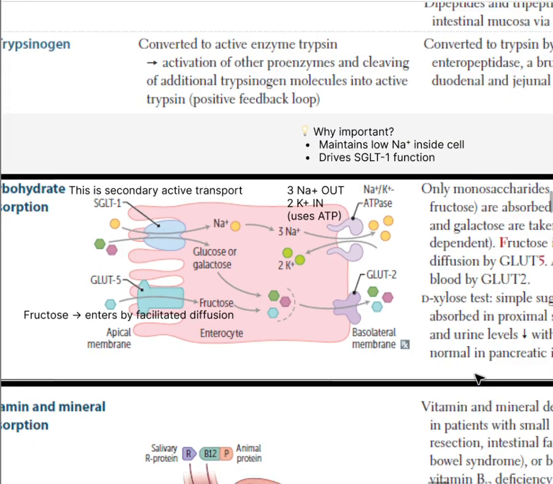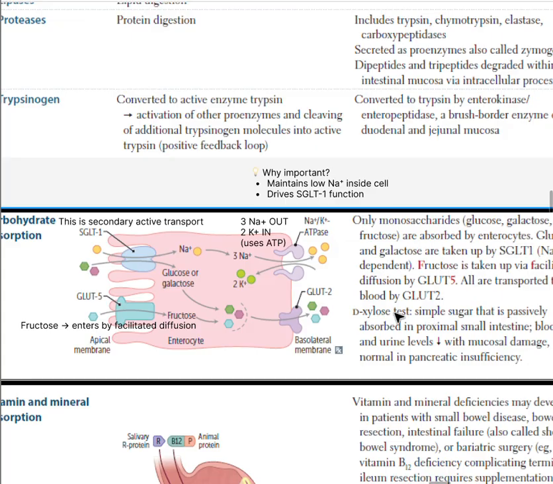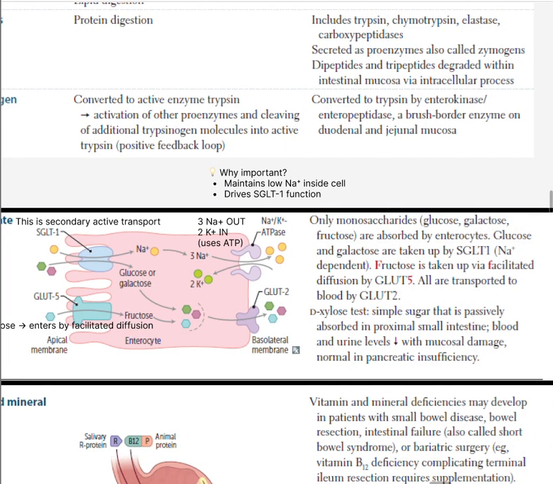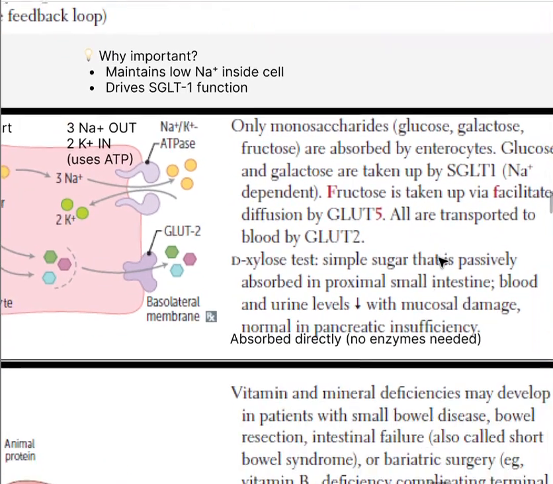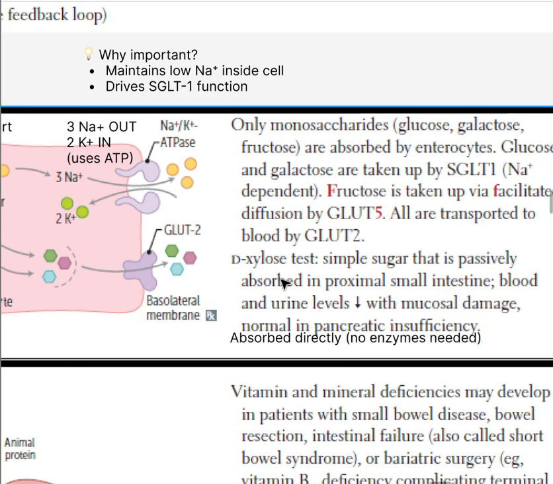Now we have a test called the D-xylose test. This is a simple sugar test. What happens is that the D-xylose is passively absorbed in the proximal small intestine. It's absorbed directly. It needs no enzymes. So for the D-xylose test, this is a simple sugar that is passively absorbed in the proximal small intestine. Blood and urine levels decrease with mucosal damage. Since it's absorbed directly, no enzymes are needed.